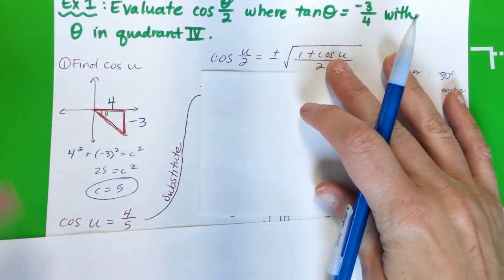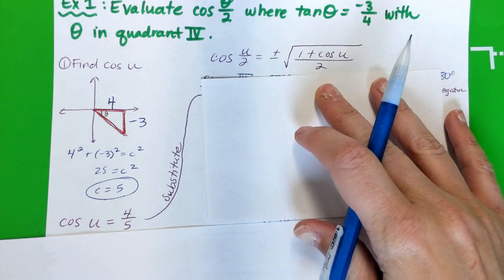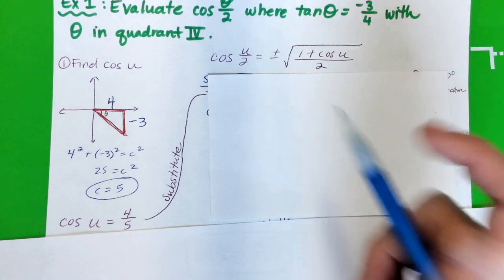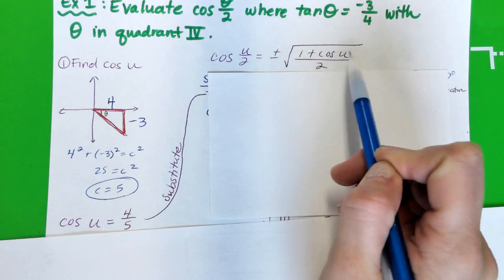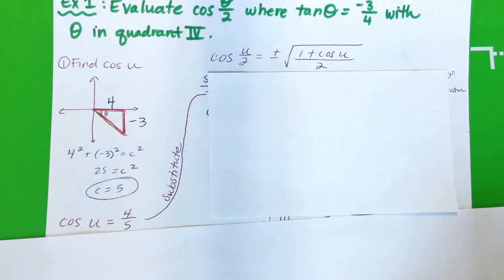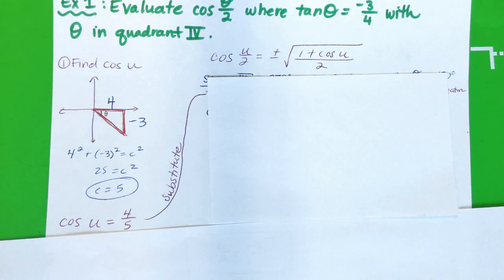And we are going to substitute that into our equation. Okay, so here's our equation for the half angle. U over 2 equals plus or minus the square root of 1 plus the cosine of u over 2. Now, we have to decide if this is going to be a positive or a negative. And so let's talk about how we're going to do that.